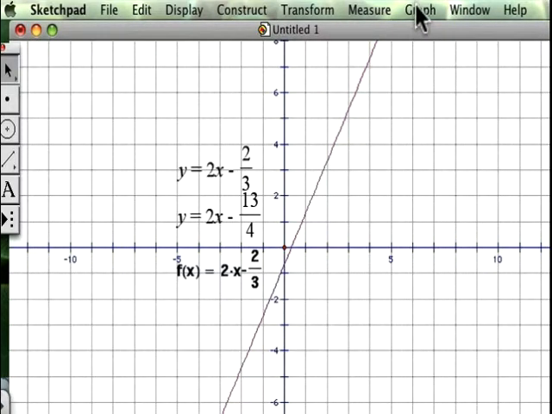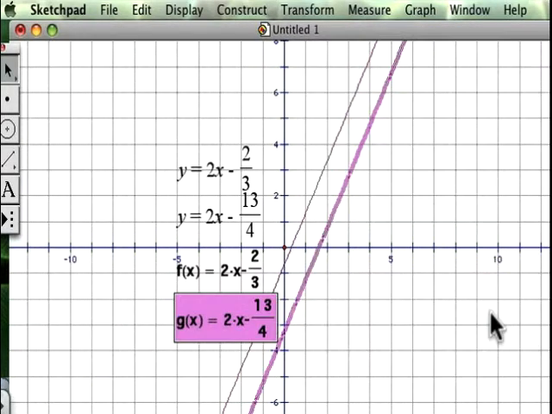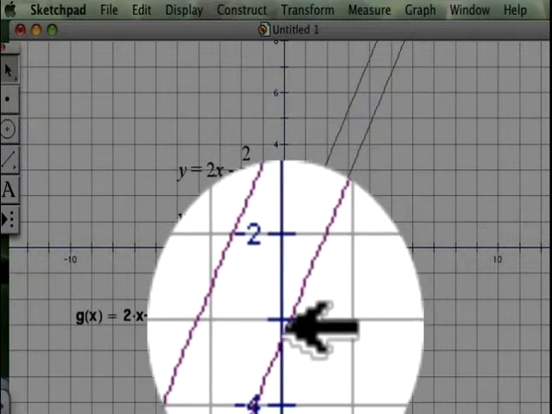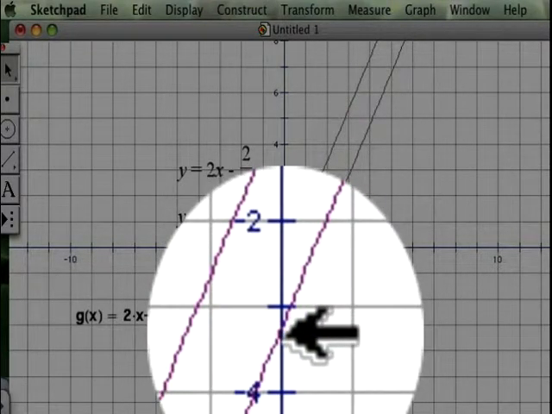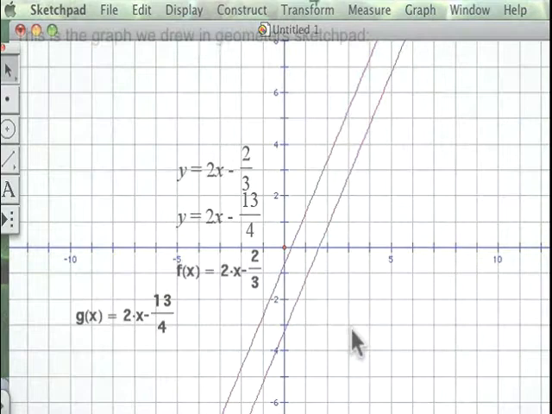So the next equation we're going to graph, or the next function we're going to plot, is 2 times x minus 13 divided by 4. And remember, we said that negative 13 over 4 was the same as negative 3 1/4. And so when we plot this, I'll just move this out of the way. You can see here is negative 3, and so the line crosses at negative 3 1/4. So we're 1/4 of the way between negative 3 and negative 4.